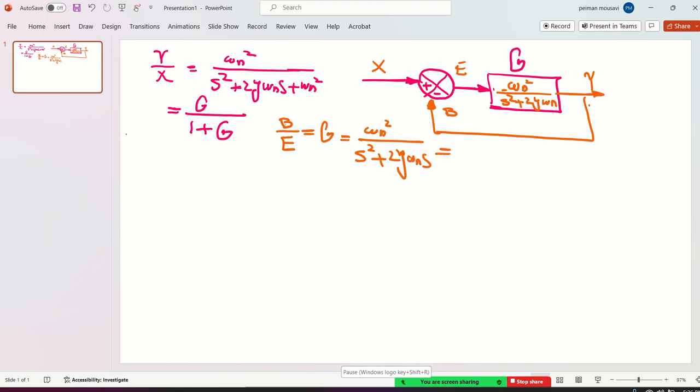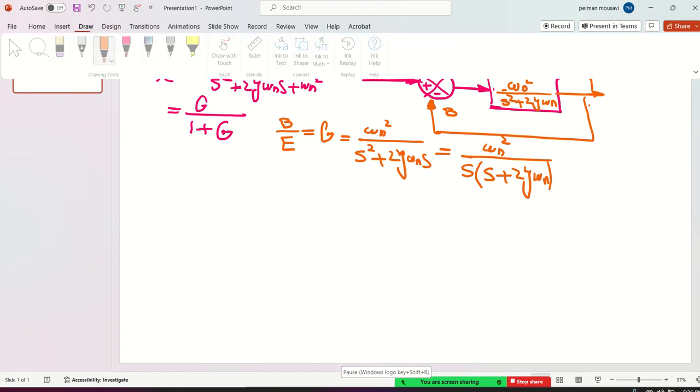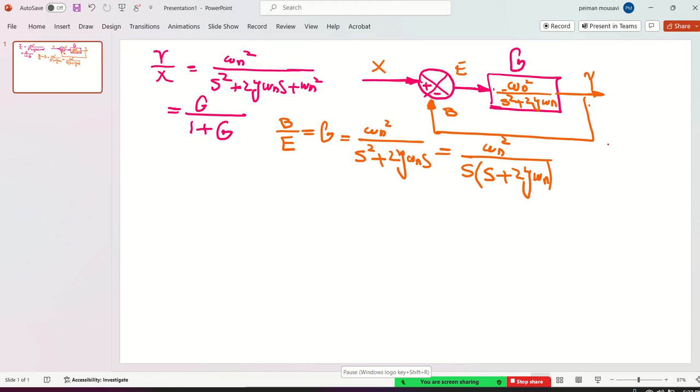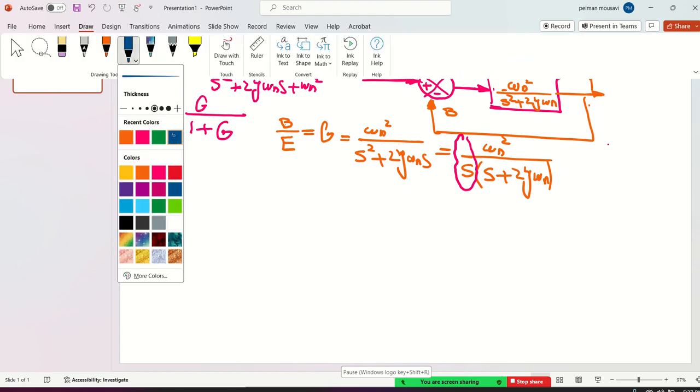But you can write this. I'm just showing that, not teaching you yet. You can factor out one s. You're going to have s plus 2 zeta omega n. Open loop transfer function means that in the feed forward path you have 1 over s. I taught you, what is 1 over s as a controller?